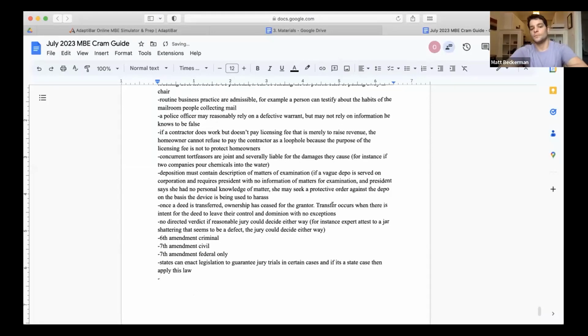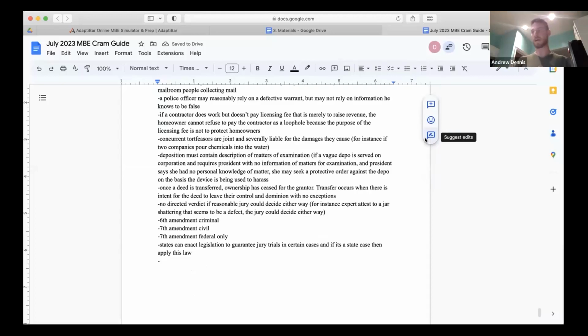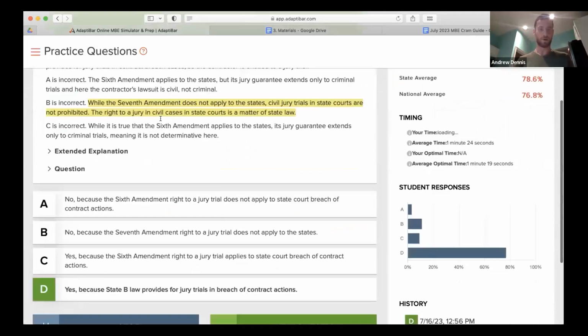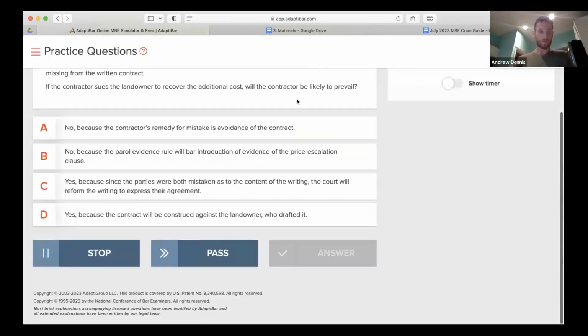I'm gonna make sure everyone understands the Erie doctrine and the Klaxon doctrine. Erie is apply the substantive law of the state in which the federal court is sitting. And then Klaxon is one step further, which is apply the choice of law of the state in which the federal court is sitting. So sometimes a choice of law will say apply the other state's law, and then you'd apply the other state's law. You gotta just kind of keep going down the rabbit hole.